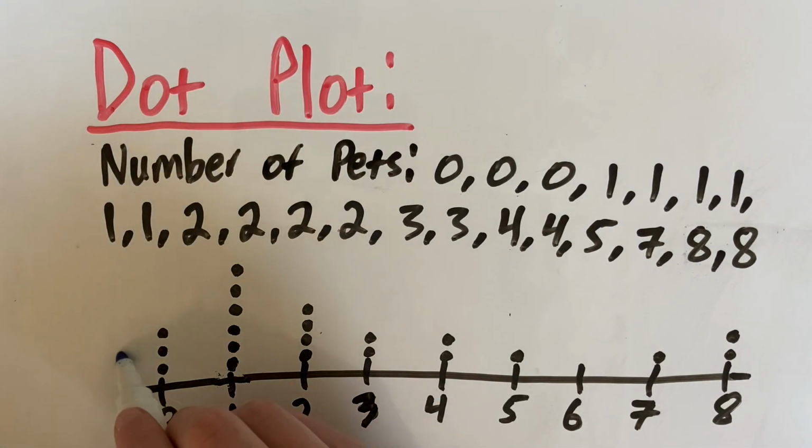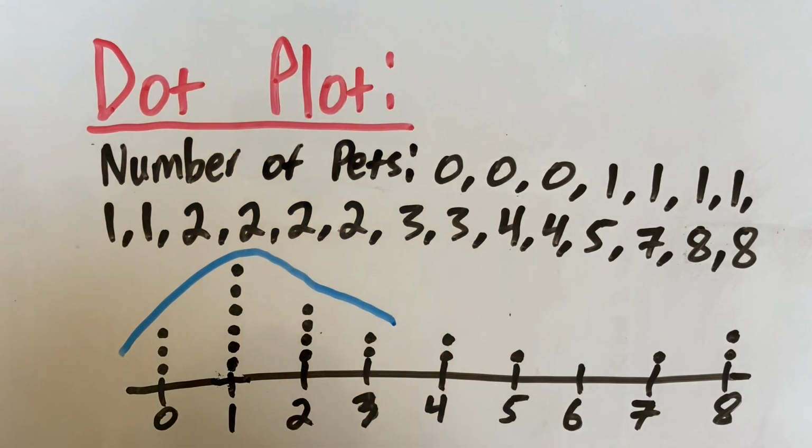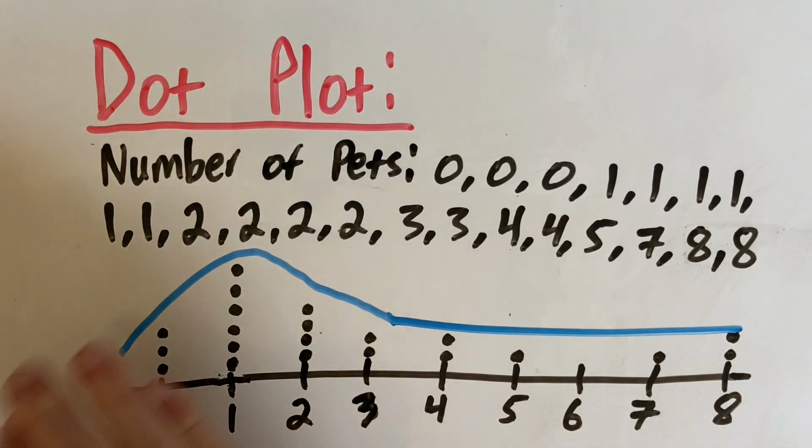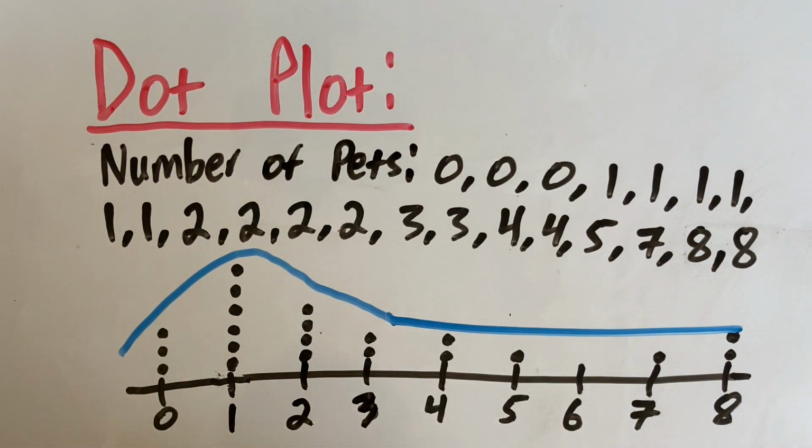And as you can see, we can use this dot plot to interpret our data. By looking at the spread of this data, we can see most people have either 0, 1, 2, or 3 pets. And as the number of pets goes up, less and less people have that many. And that's how you make a dot plot.